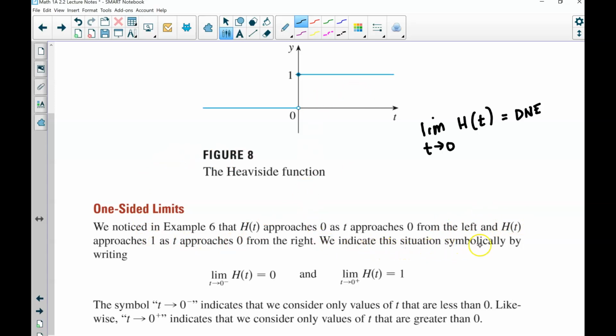Now we indicate this situation symbolically by writing the following. The limit as t approaches 0 from the left, that minus represents that it's approaching 0 from the left, is equal to 0. And the limit as t approaches 0 from the right, the plus meaning from the right, the function is approaching 1. So again, the symbol t approaches 0 from the left indicates we consider only values of t that are less than 0. And likewise, t approaches 0 from the right indicates that we consider only values of t that are greater than 0.